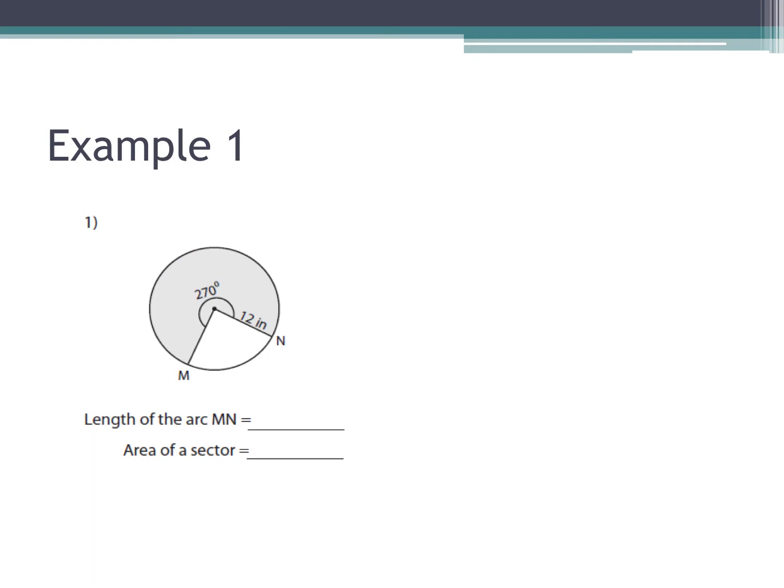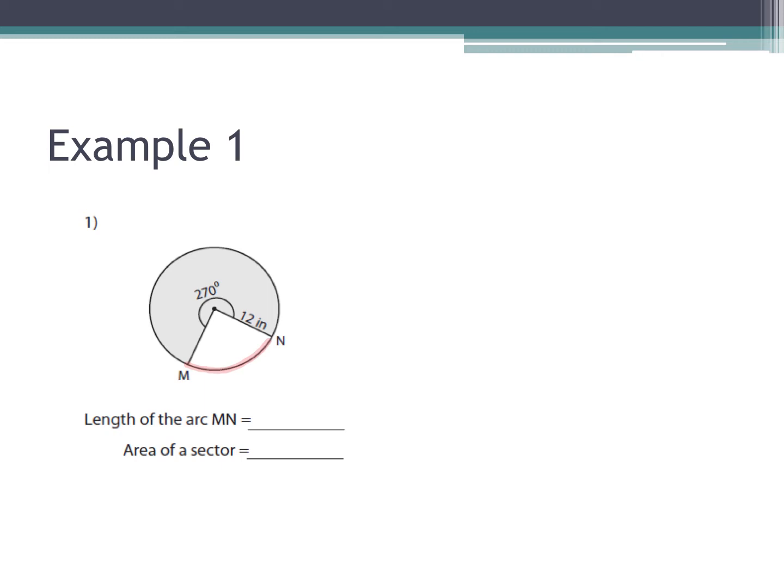Let's do some problems. Now, in this one, we want to find the length of arc MN. So that's this bit right here. And the area of the sector. Now, the instructions say a sector, so we're going to find the area of the shaded region. But it does ask for the length of arc MN. And I know it's that one because that is how you annotate a minor arc.